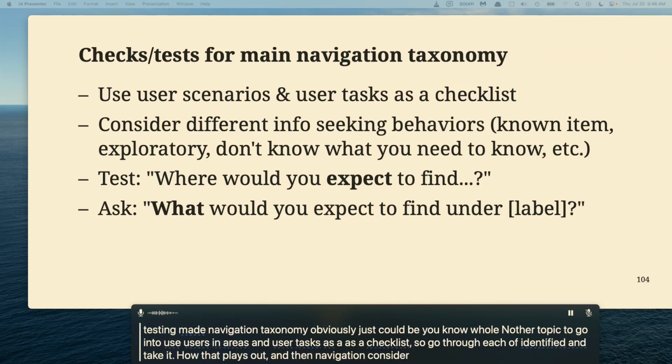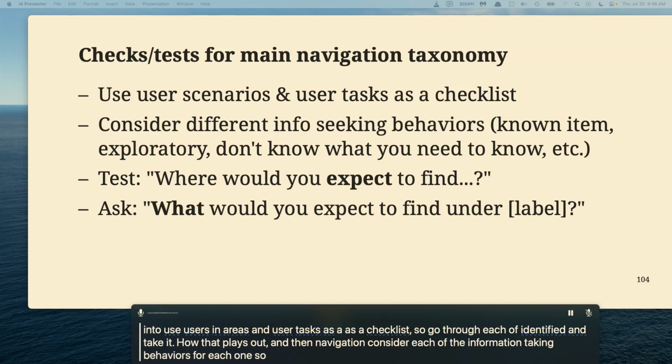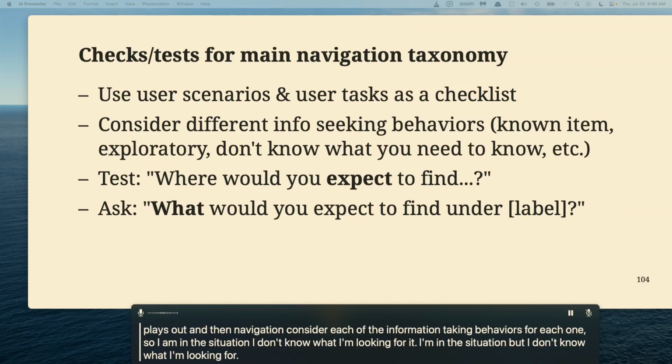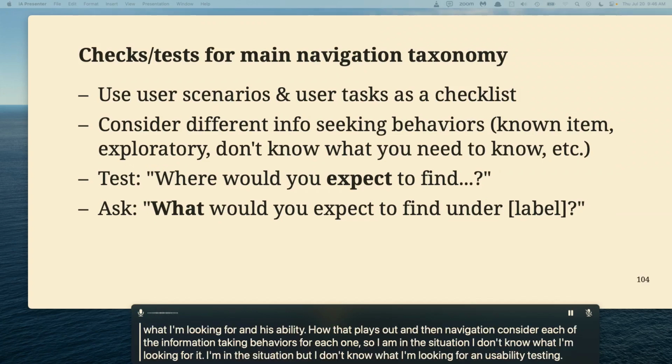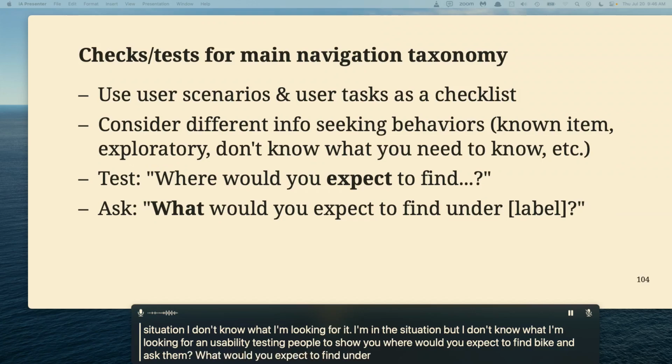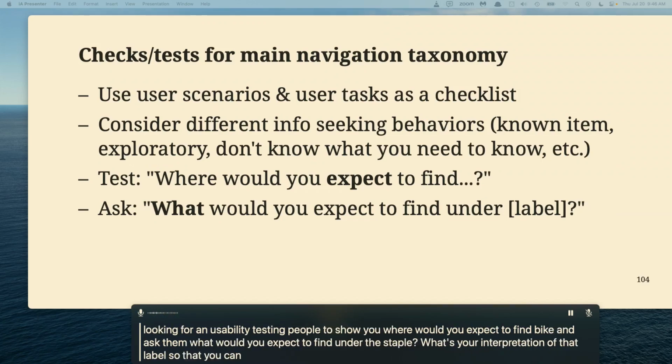Consider each of the information-seeking behaviors for each one. So, I'm in this situation, I do know what I'm looking for. I'm in this situation, but I don't know what I'm looking for. In usability testing, prompt people to show you, where would you expect to find blank? And ask them, what would you expect to find under this label? What's your interpretation of that label? So that you can understand if the meaning of the label is received as you intended.